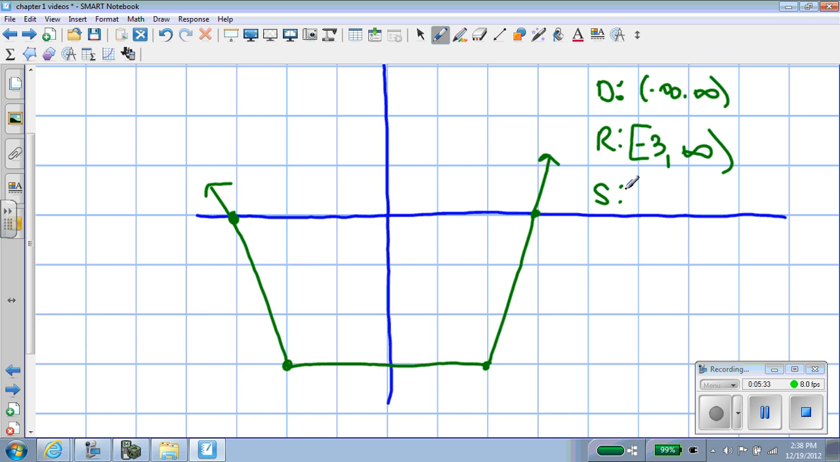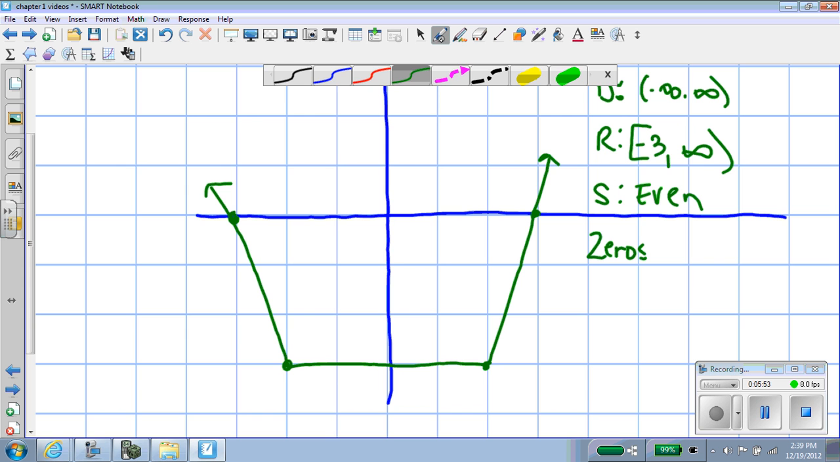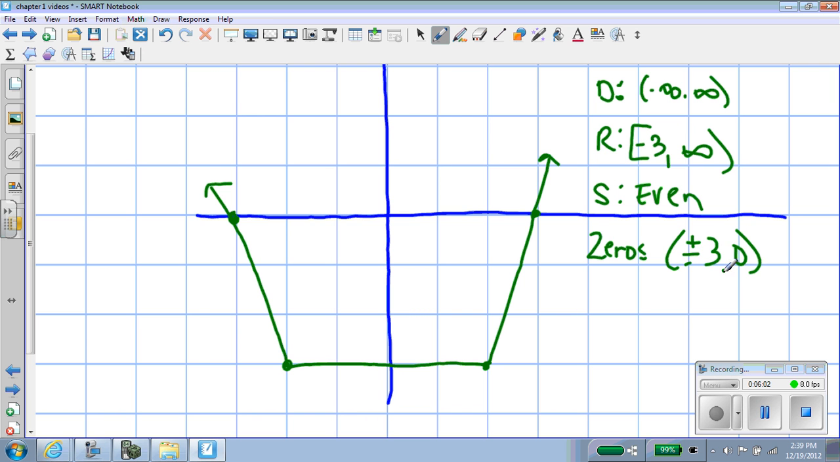Symmetry. Well, the y-axis is providing a very nice line of symmetry here. So we would say the symmetry is even. Then we have zeros. Where are we intersecting the x-axis? Looks like positive or negative 3, 0.